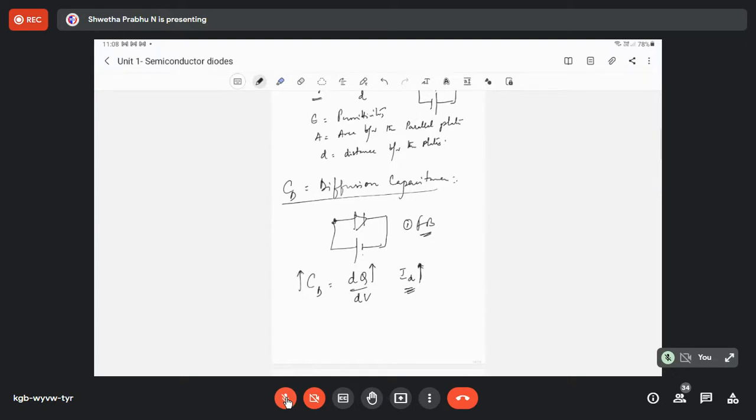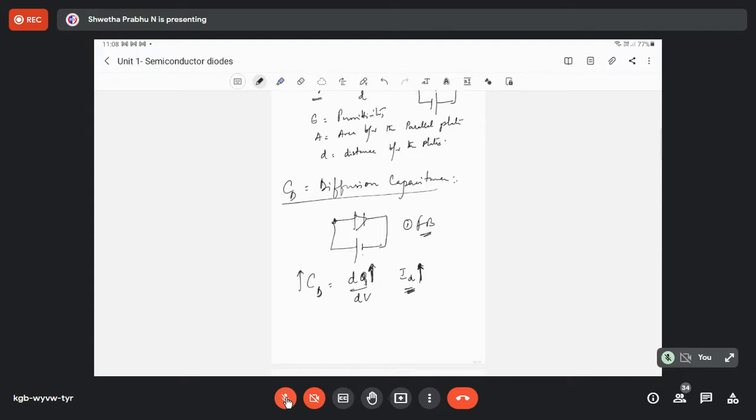That is the reason CD is given by the rate of change of injected charge with respect to voltage. As Q increases, as the number of charges increases, the diffusion capacitance increases. This is with respect to the forward current. As charge increases, it means the diode current is increasing. Correct? So diffusion capacitance increases gradually. Basically, this capacitance occurs with respect to forward bias.